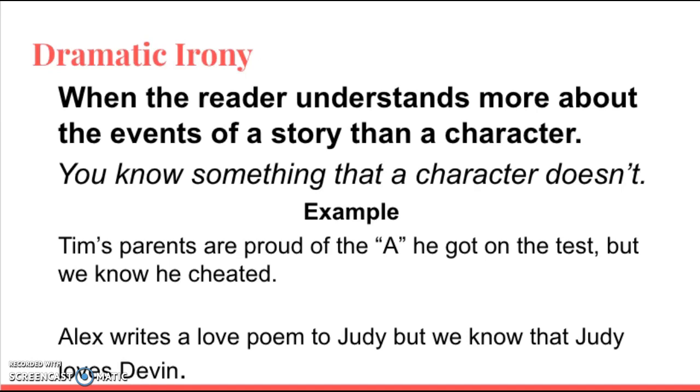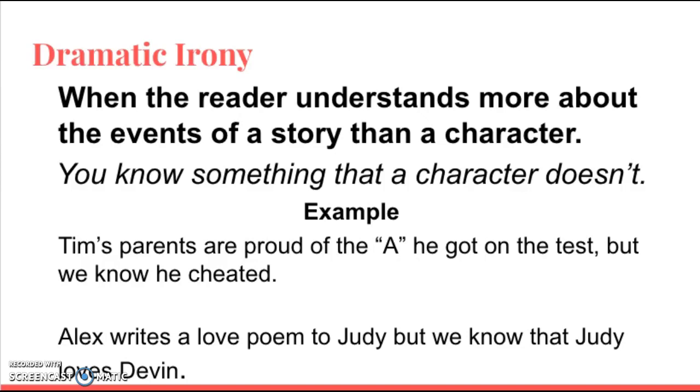So if we're reading a story or we're watching a drama be performed and Tim comes home, he has an A on a test, and his parents are proud of him, they're doting on him, they're saying what a great job he did, but we know that he cheated. He didn't actually earn that A. His parents are in the dark on that. Oh, there's an idiom for you. His parents are in the dark on that. They don't know what's going on. We do. So their expectations are different from our expectations.